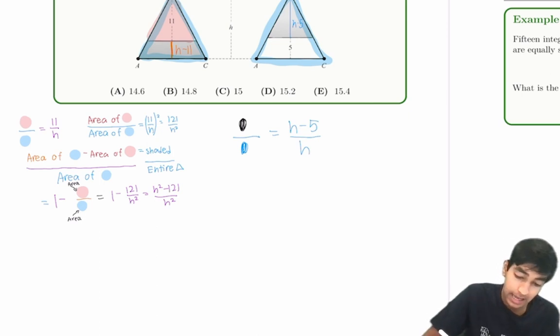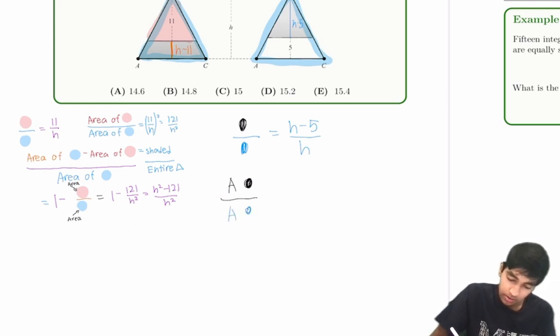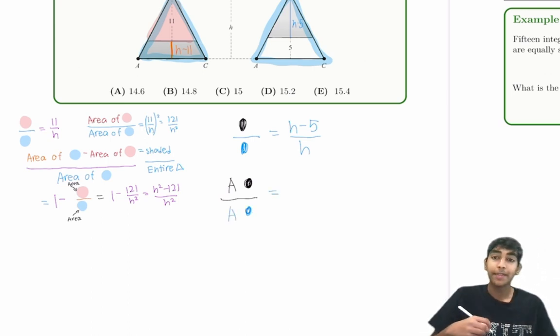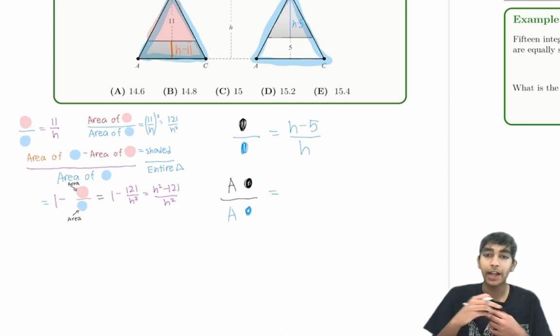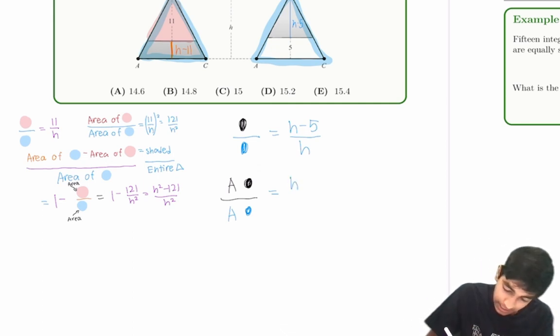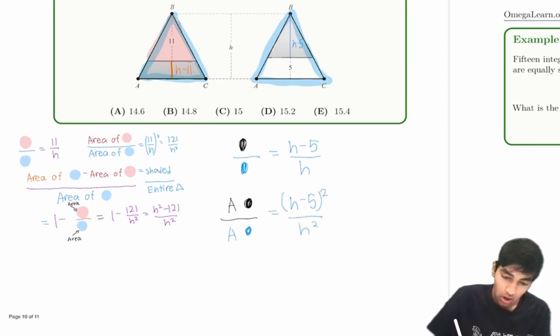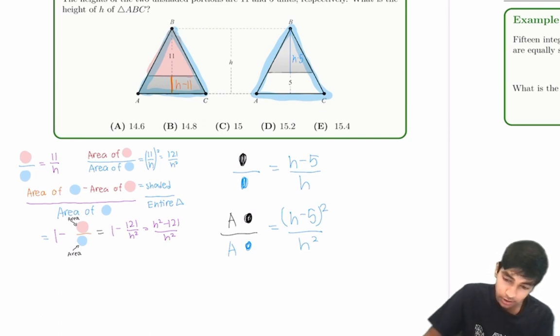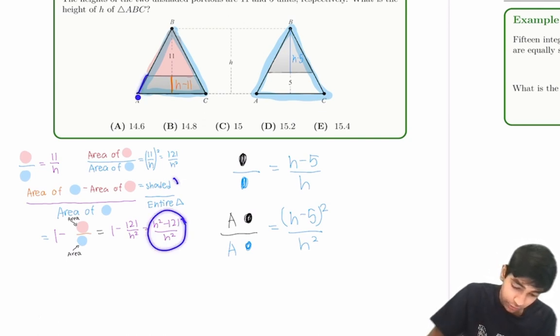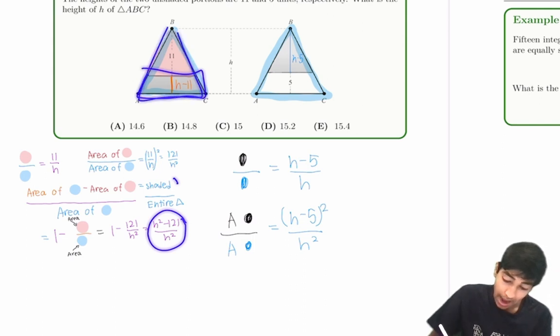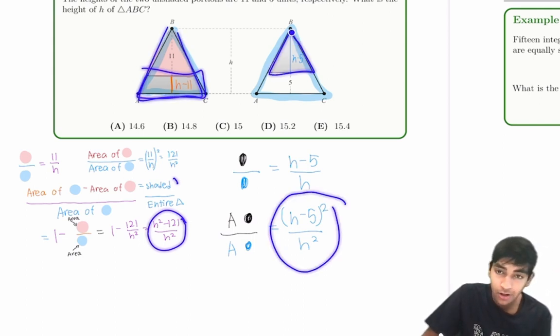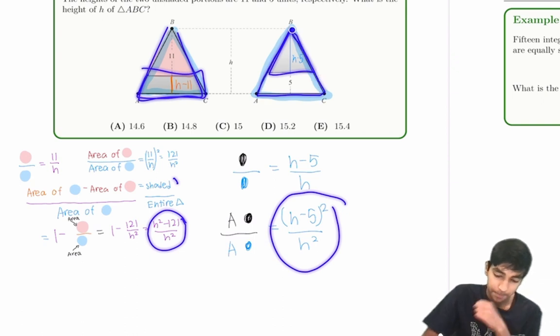So therefore, if you're looking at area, which I'm just going to write as A for shortcut, the area of this region over the area of the blue region is squared, because the area proportionality is the side length or height squared. So this becomes h minus 5 squared over h squared. Okay, but so this is the ratio of the area of the shaded trapezoid to the entire triangle. And this is the ratio of the area of the shaded triangle to the entire triangle as well.